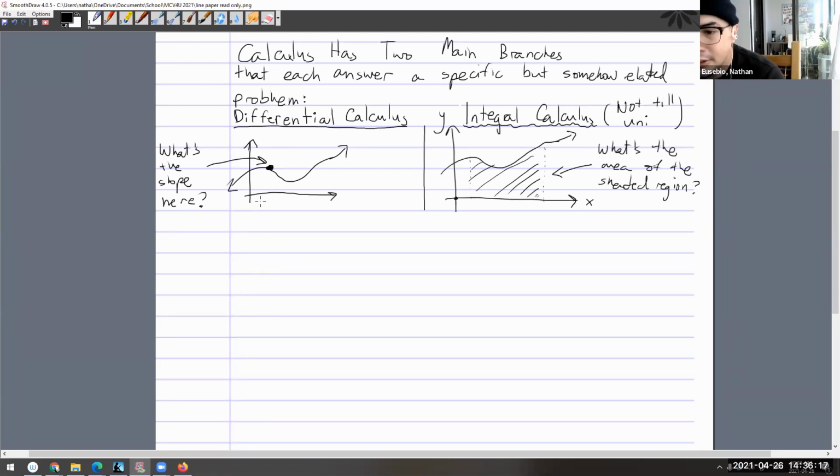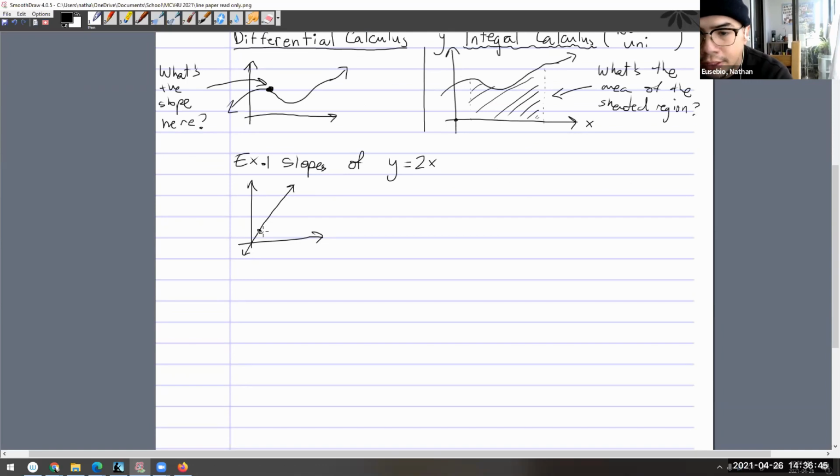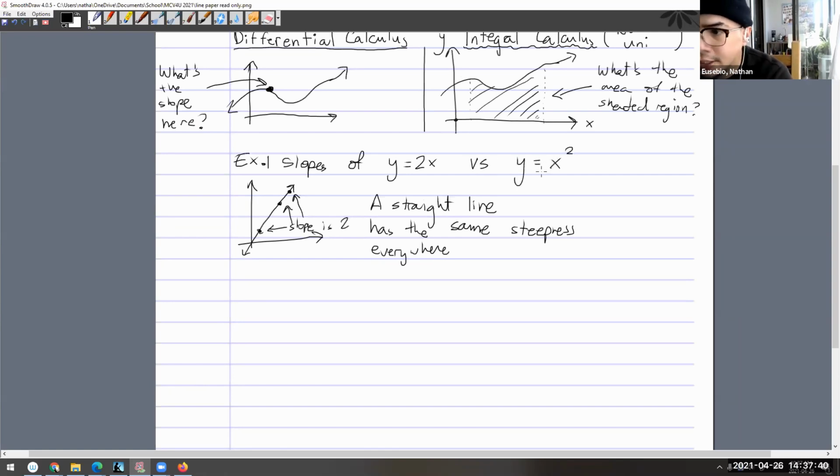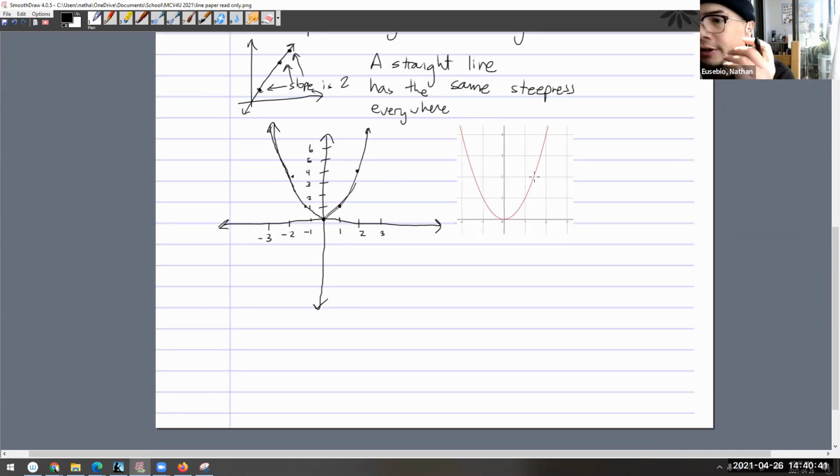So let's just look at an example of slope. Let's say over here, the slope is 2. It makes sense because it's how steep the line is. For a straight line, the steepness is the same everywhere. Slopes of y equals 2x versus y equals x squared. Let's look at our best friend here, our parabola y equals x squared, the first function you really learn that is not a straight line.